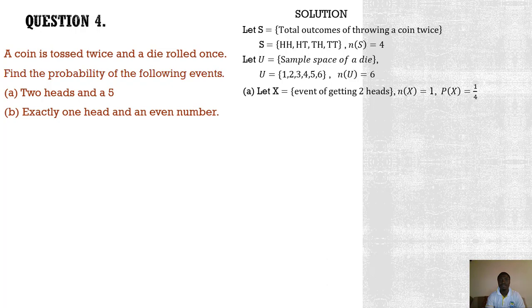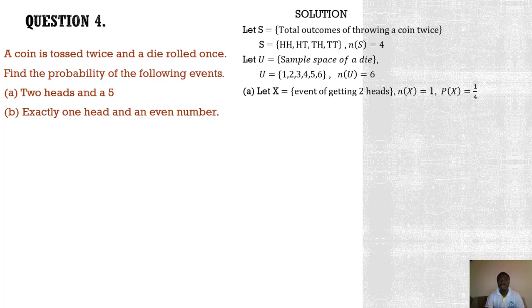A. Now you have to find the probability of 2 heads and a 5. So when you look at the question, it's talking about 2 events here. Getting 2 heads and getting a number 5. Okay, so the word and is in between the 2 events, indicating that they are independent events.